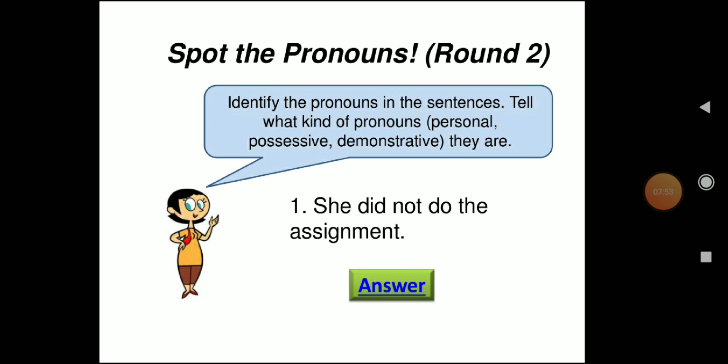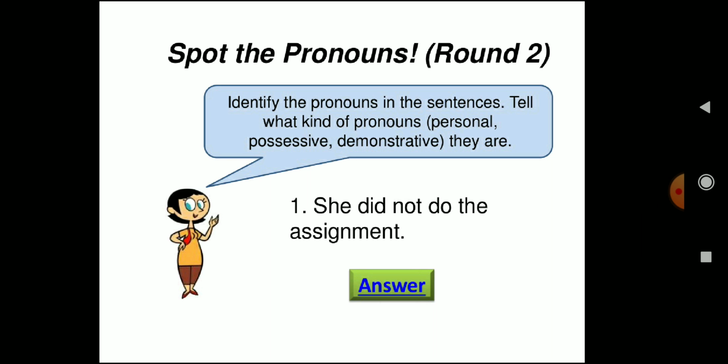You have to again spot the pronouns. I guess you remember this cartoon character. This cartoon character is from Powerpuff Girls. And what is the name of this cartoon character? Her name is Miss Keane. So you can consider me as Miss Keane. Okay. So what you have to do is, Miss Keane is saying that you have to identify the pronouns in the sentence. Tell what kind of pronouns, personal, possessive, demonstrative they are.